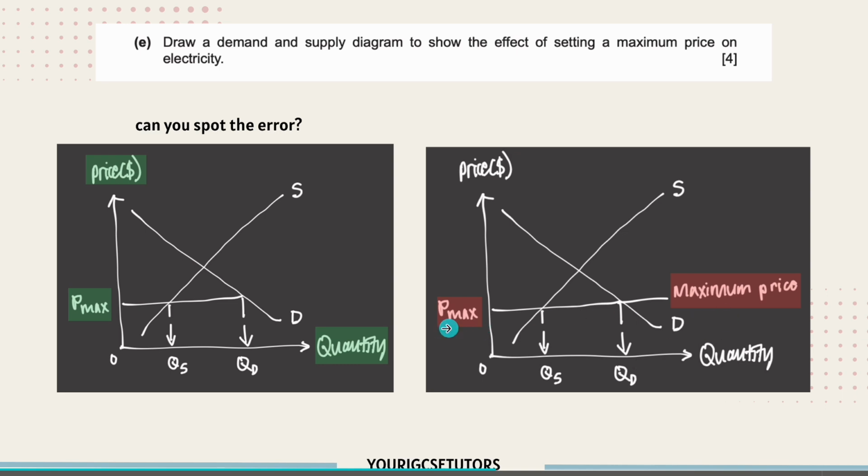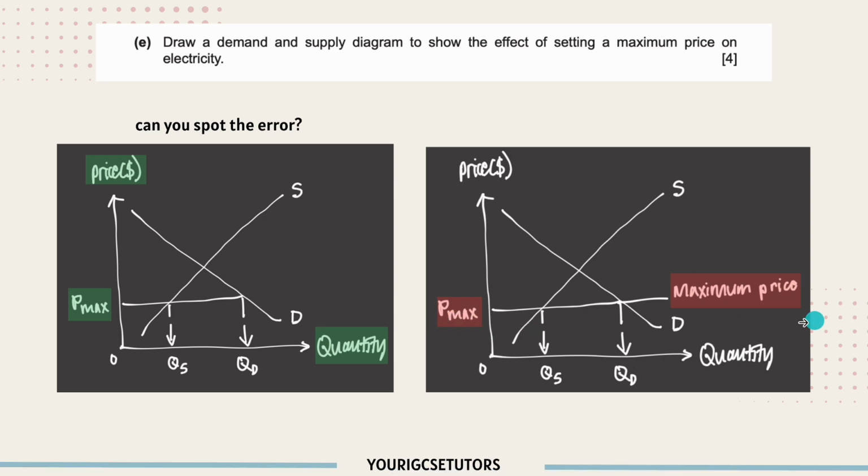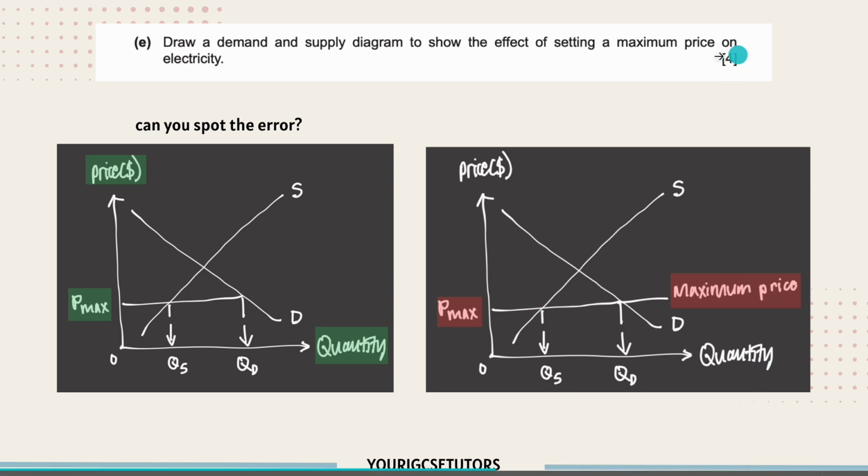Make sure you write P max instead of just P, and make sure you label this as maximum price, and of course make sure you write QS and QD here. And if you do all these, it's relatively easy to get the 4 marks here.